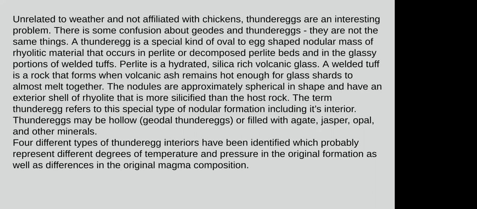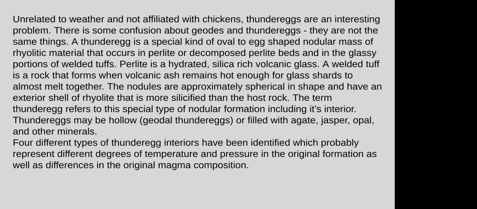Perlite is a hydrated silica-rich volcanic glass. A welded tuff is a rock that forms when volcanic ash remains hot enough for glass shards to almost melt together. The nodules are approximately spherical in shape and have an exterior shell of rhyolite that is more solidified than the host rock. The term thunder egg refers to this special type of nodular formation, including its interior.